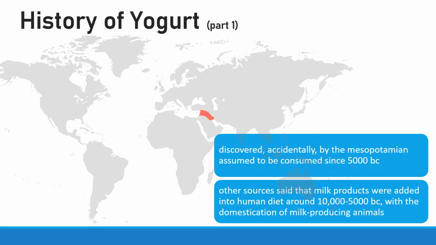So now we are going to discuss the history of yogurt. Yogurt has been assumed to be consumed since 5000 BC and was discovered accidentally by the Mesopotamians. Other sources also stated that milk products were incorporated into the human diet around 10,000 to 5000 BC with the domestication of milk-producing animals such as cows, goats, sheep, and other animals.